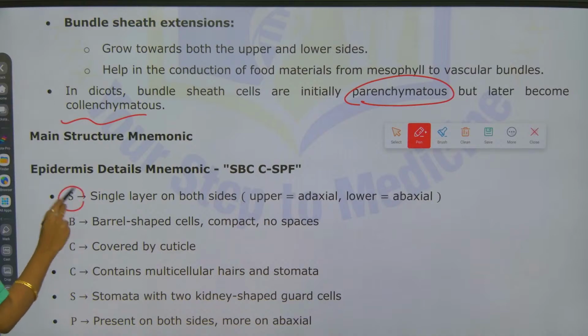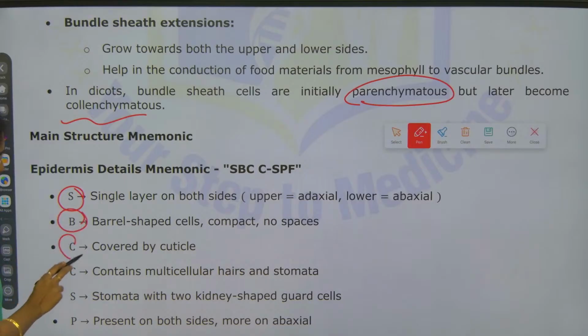where the epidermis is single layered on both sides, barrel shaped, covered by cuticle. This contains multicellular hair like projections. Stomata are kidney shaped, and they are present on both sides.